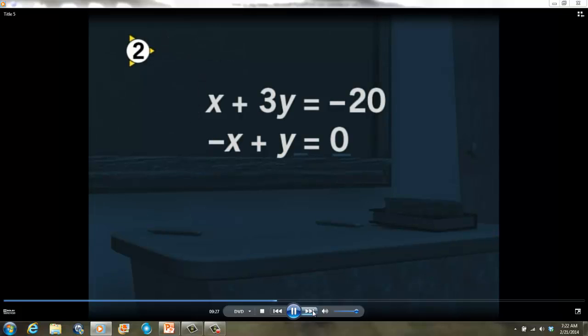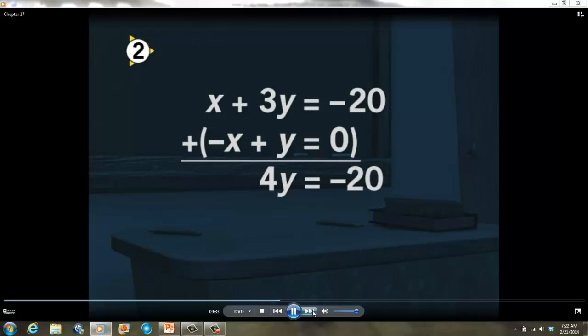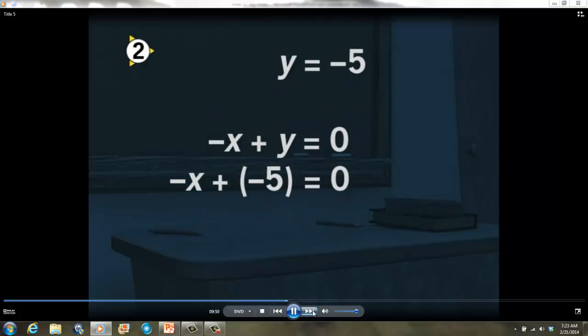The coefficients of the two x terms are opposites. So I added the two equations to eliminate the x's. The result was the equation 4y is equal to -20. Divide both sides of the equation by 4 to find that y is equal to -5. Use that value in the second equation of the system of equations to solve for x.